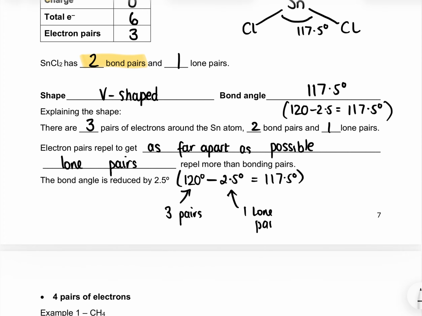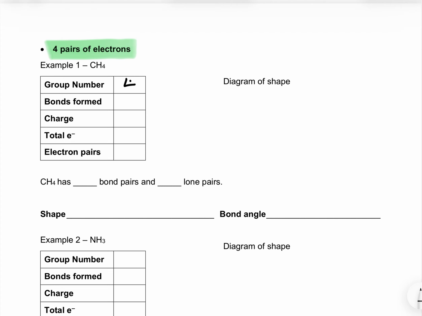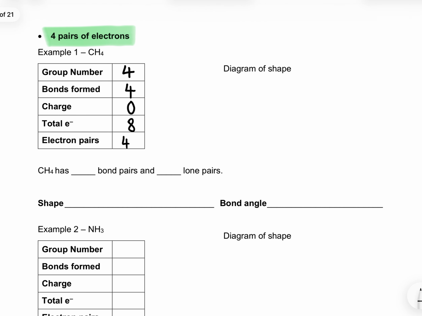Okay, so let's move on and have a look at shapes that have 4 pairs of electrons around the central atom. So we're going to start with methane. So carbon is in group 4. There are 4 hydrogens attached, 4 bonds formed. There's no charge on methane. 4 add 4 is 8. 8 is 4 pairs. So there are 4 pairs and 4 atoms attached. So 4 bond pairs and no lone pairs.